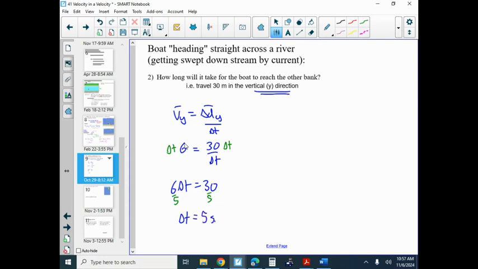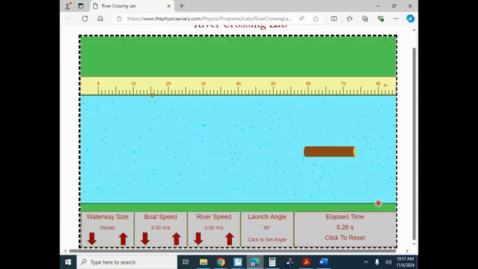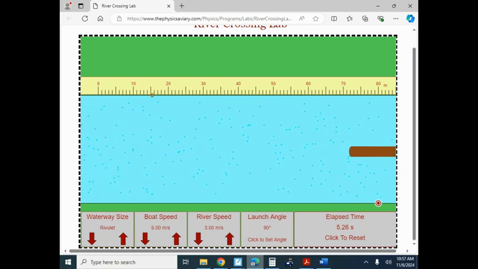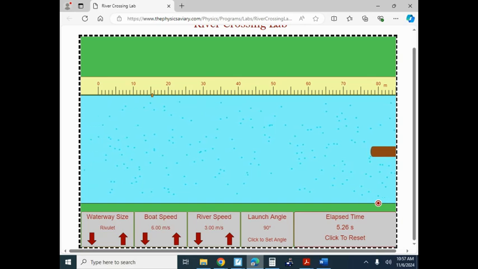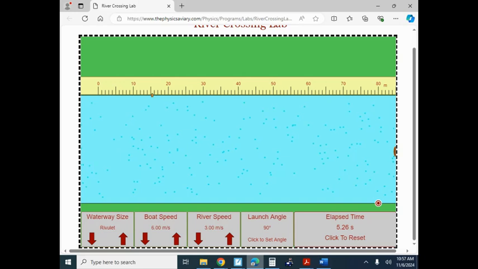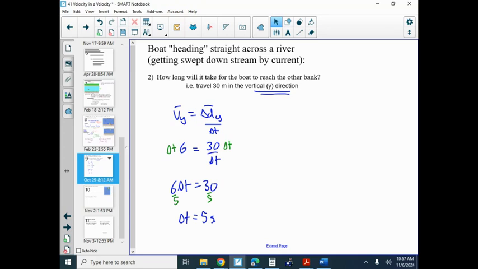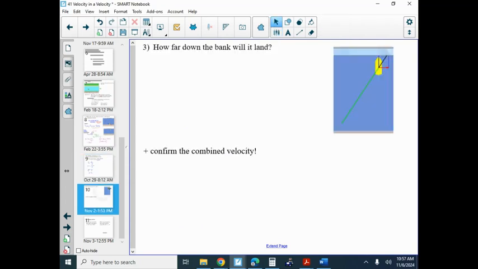Right away, even looking at it, when I did the app, it was around 5 seconds. It was 5.26 seconds, depending on start times and reaction times. So you can see that's pretty close to matching what it should be. I would trust the 5 seconds more than my clicking of the mouse. I think that's all I want to say there for now, because I think I have another page dedicated to the rest.